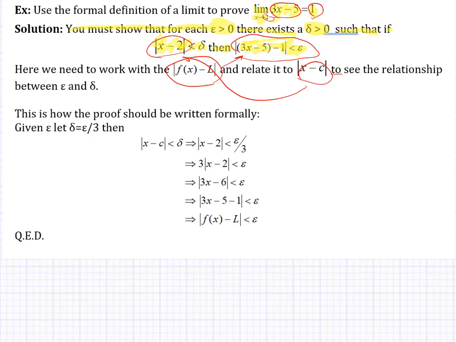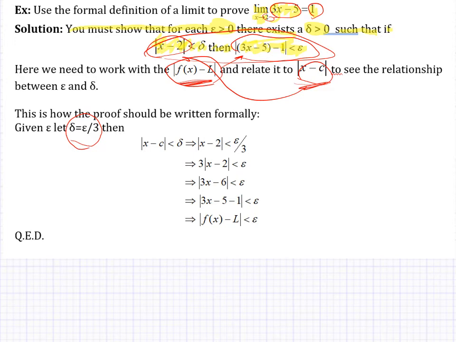So we need to work with the relationship between f of x minus L and x minus c and use that to prove that this happens. So we basically have to decide what epsilon and delta relationship we are going to use. In this case, we're going to say that delta equals epsilon over 3. Why? Essentially because it works.